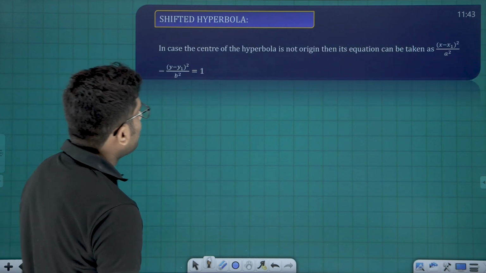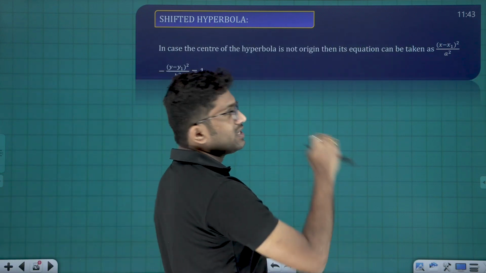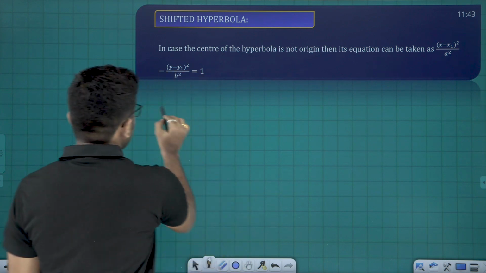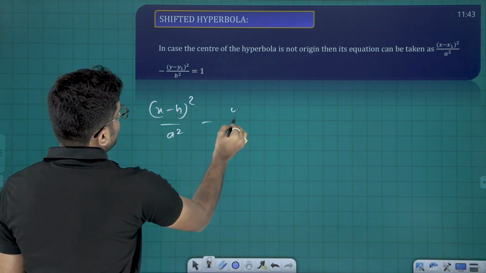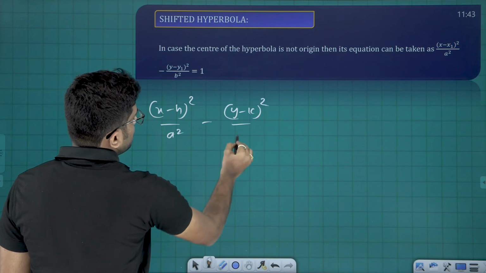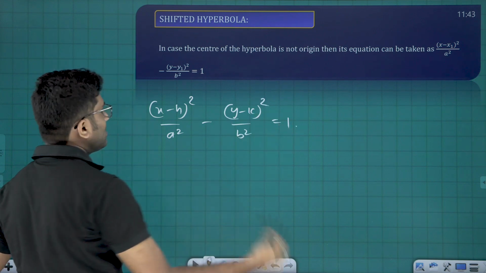In case the center of the hyperbola is not the origin, then it is the translated form, that is (x minus h) whole square by a square minus (y minus k) whole square by b square is equal to 1, which is the translated form.